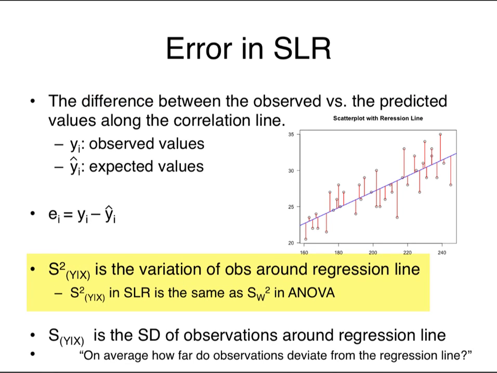The variance of y given x is just the variation of observations around the regression line. It is the sum of the squared difference between each observed y value and predicted y value. The variance of y given x, or error in simple linear regression, is the same thing as the within group variation in one-way ANOVA. The standard deviation of y given x is the standard deviation of observations around the regression line. It answers the question, on average, how far do observations deviate from the regression line?